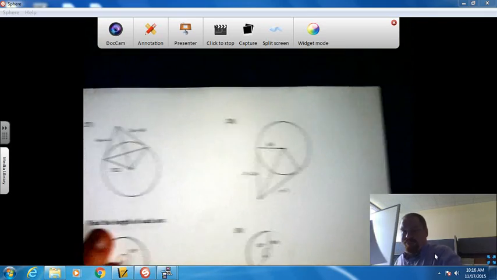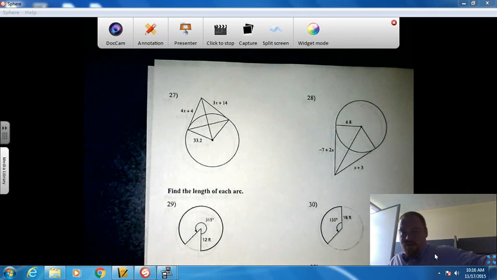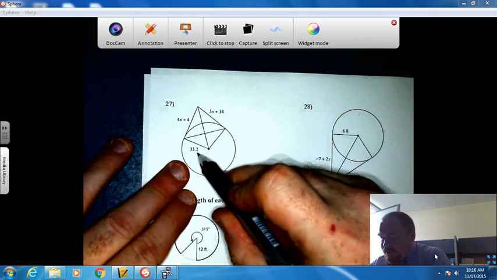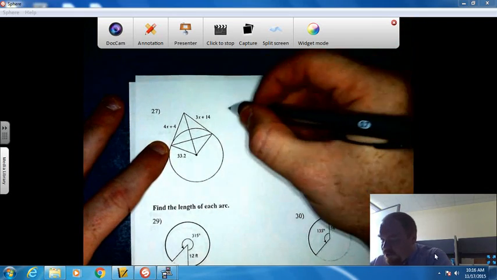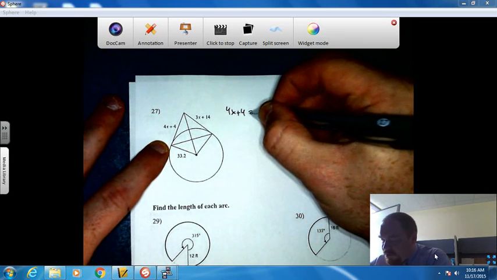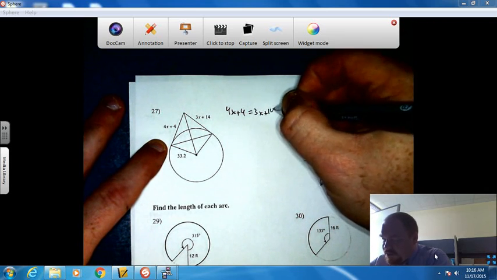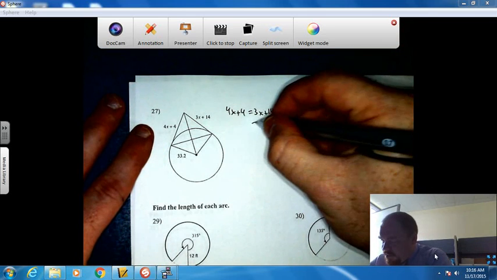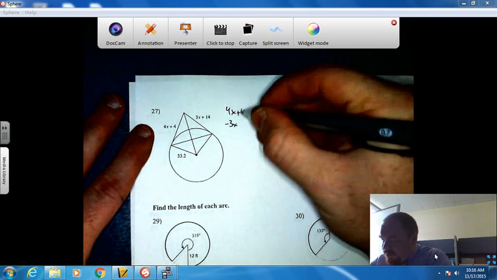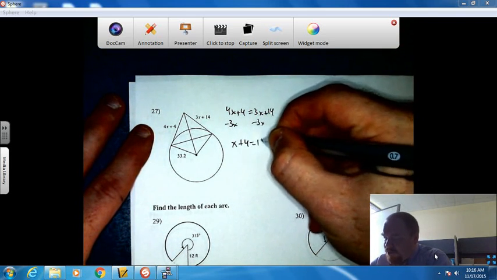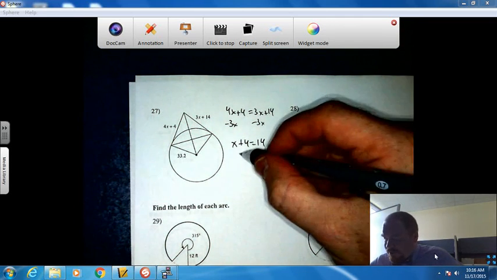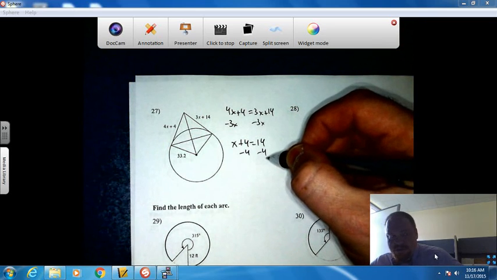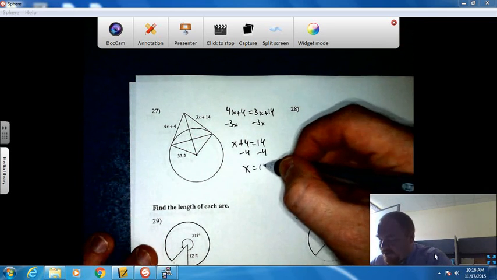Okay. And now, on to page B. Okay. Don't let this fool you. You do not need this length. These are the tangents. These are what are congruent. So set them equal to each other. Okay, I'm going to subtract 3x from both sides. So I get x plus 4 equals 14. Okay, if I subtract 4 from both sides, I find out that x equals 10.